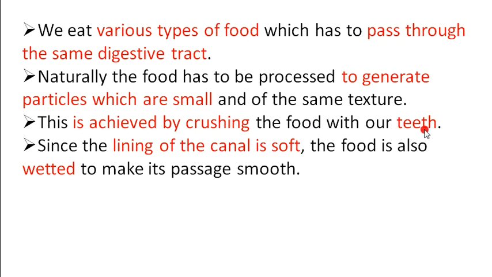Okay, so what is the role of our teeth? Teeth are useful for crushing the food material and breaking it down into small particles, and these small particles are allowed in our digestive system. Since the lining of the canal is soft, okay, lining means there are particular cells in this canal, it is very soft, and the food is also wet, meaning watery. This makes its passage smooth and easy. So the food passes easily through the canal because of this lining. Okay, and wet means containing water, for example liquid material, like that.